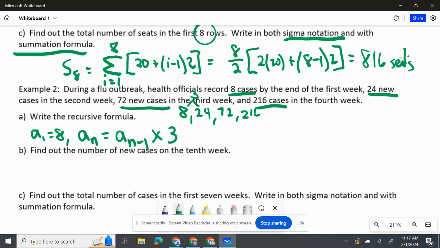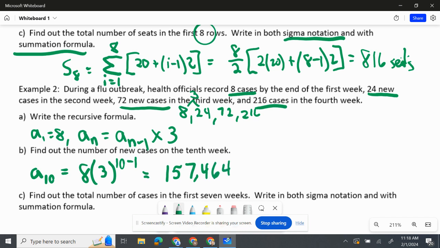Now for the next one, what we have is how many new cases. So I'm going to have a sub 10 equals 8 times 3, raised to the 10 minus 1. And that gives me 157,464 new cases.